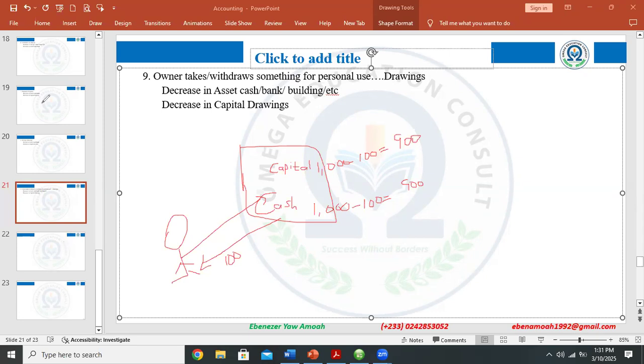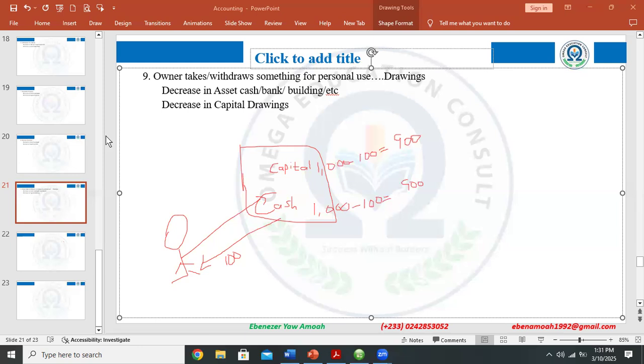Okay, so let's continue. That's when the owner takes something for personal use. We call it drawings. So anytime you see drawings in accounting, you remember that it's the owner taking a resource out of the business for his or her personal use. The last transaction, but I'll add another one, so I'll make it 11. Sorry for saying 10, but actually I'm going to do 11 or even more.